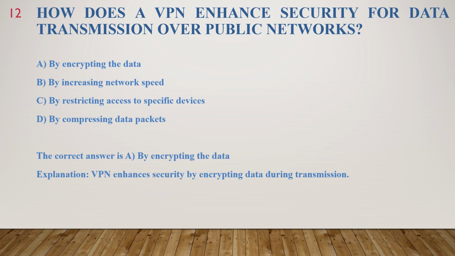C. By restricting access to specific devices. While some VPNs offer access control features, their primary function isn't device restriction. D. By compressing data packets. While some VPNs offer data compression, it's not their main security benefit. Compression might even reduce security by making it easier to identify patterns in the encrypted data.